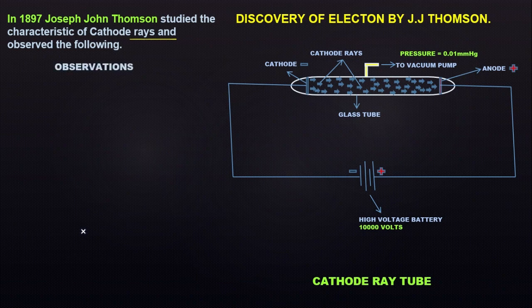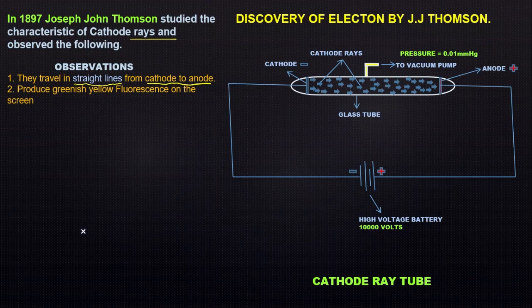So what did he observe? J.J. Thomson performed this cathode ray experiment. The first observation was that these cathode rays travel in a straight line from cathode to anode. They are not bending or curling anywhere. The second observation was that they produce greenish yellow fluorescence on the screen, the ZnS, zinc sulfide screen. Whenever they hit the zinc sulfide screen, a greenish flash is produced at the end.